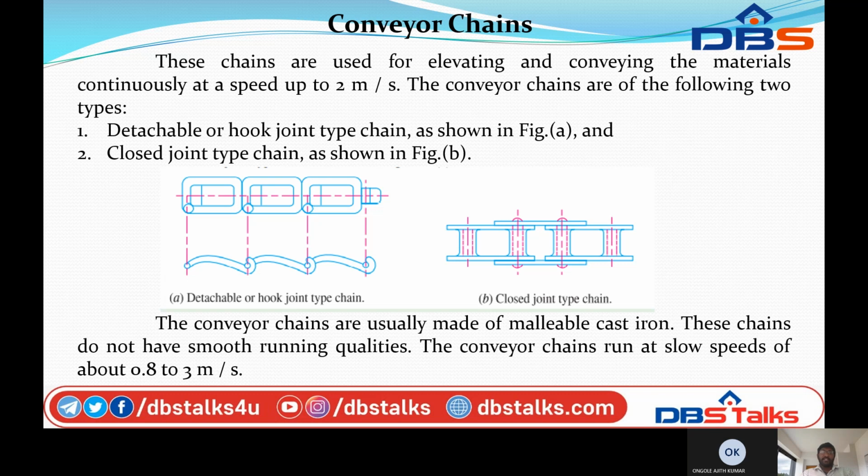So next type is conveyor chain. These chains are used for elevating and conveying the material continuously at a speed up to 2 meter per second. The conveyor chain has the following two types: detachable or hook joint type chain as shown in figure A, and closed joint type chain as shown in figure B. So you can see the figures. The first one is the detachable or hook joint chain, and the second one is the closed joint type chain. This chain is also used in cycles and motors.